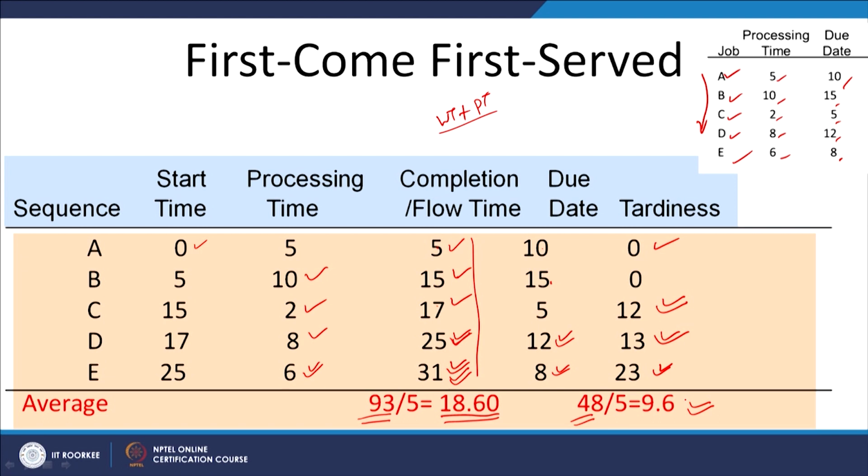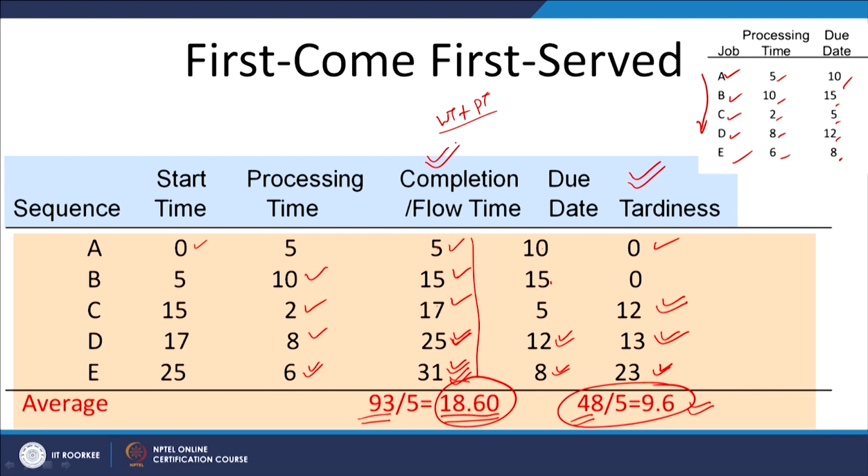So, these are the two parameters, the average flow time and the average tardiness, which will be indicating the effectiveness. This is indicating the customer service, and this is indicating the work system efficiency.